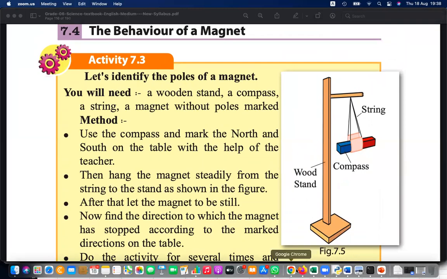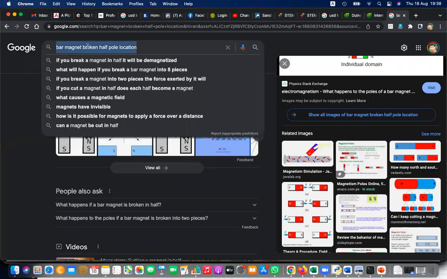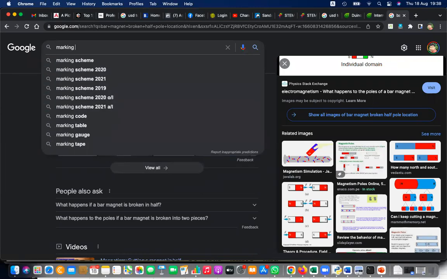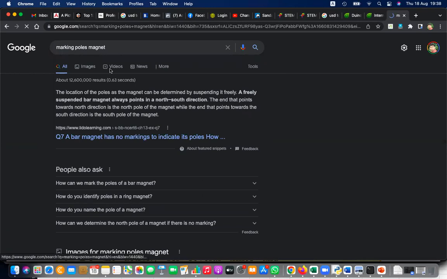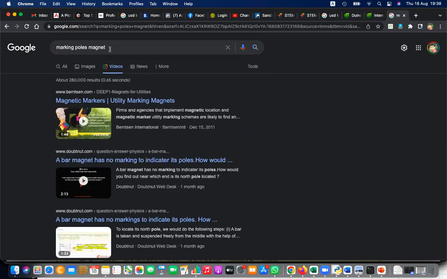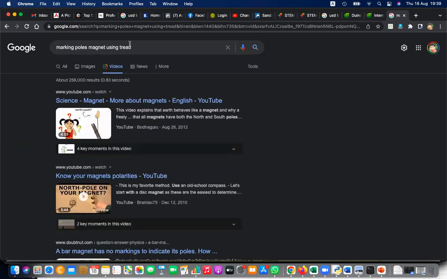Let me show a small animation, then you will get a better idea, right? You can do the same experiment using water. How? You can do the same experiment using water. How can we do it with water and the magnet? Using thread is one method. So please watch this video.